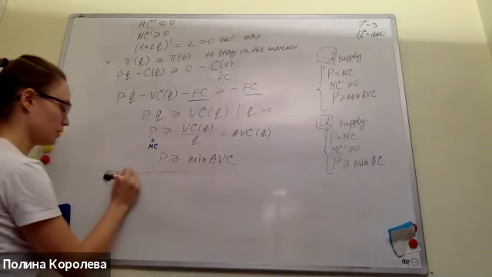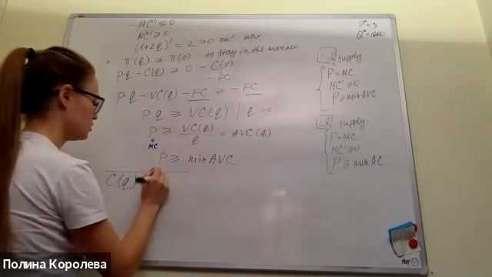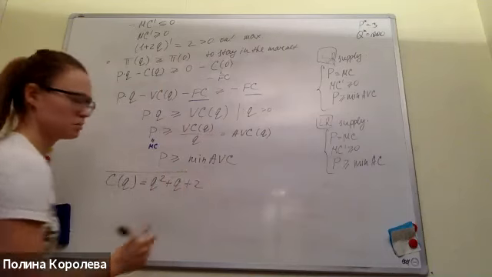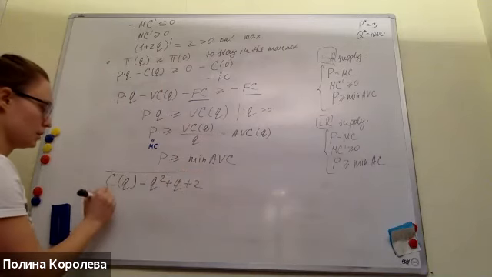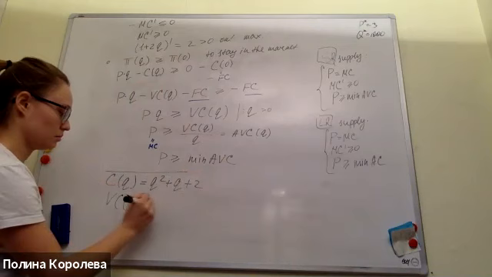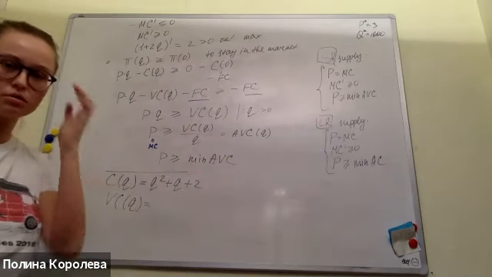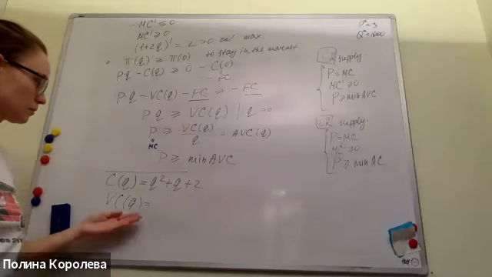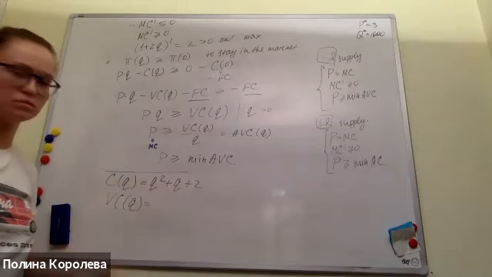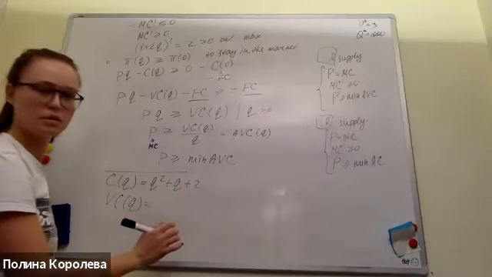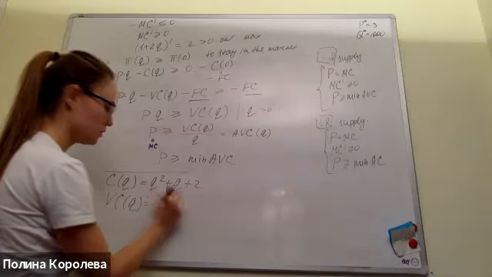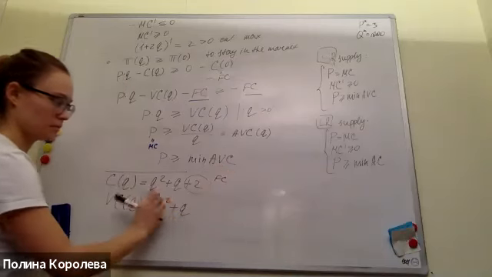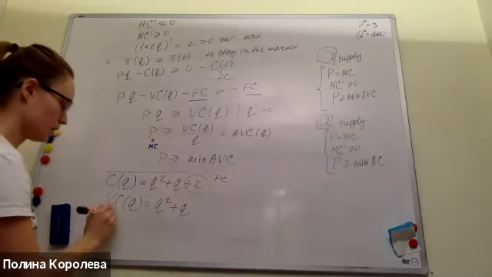One more time. Our total cost function is q square plus q plus 2. So variable costs will be how much? This is total and variable. Total minus fixed too. Yes, q square plus q, the variable part, and 2 is fixed. The last is variable.